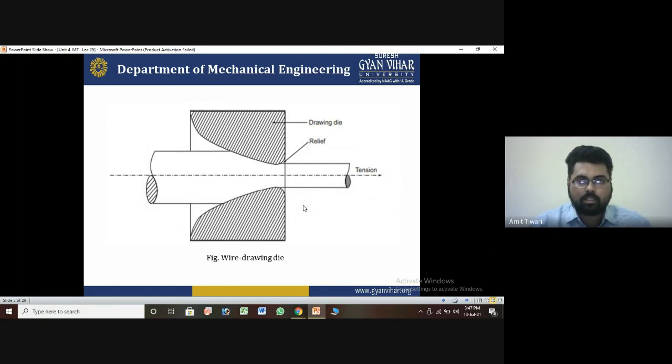So this is a drawing die. Upper part and lower part, both are the drawing die, and you can put a larger diameter workpiece inside. You can apply a tensile force, or we can say some force in the upward direction. Then the diameter reduces because the elongation percentage is increasing.